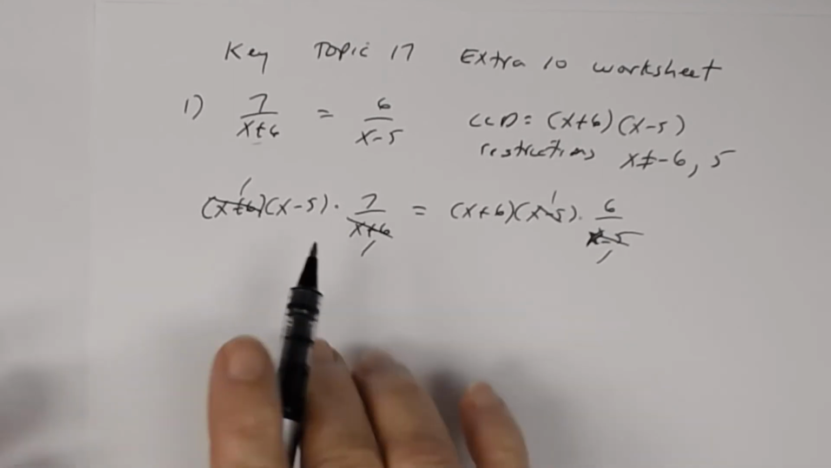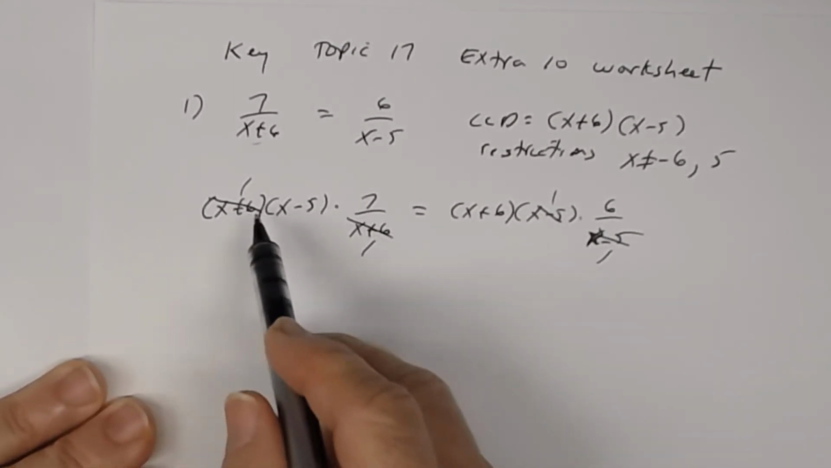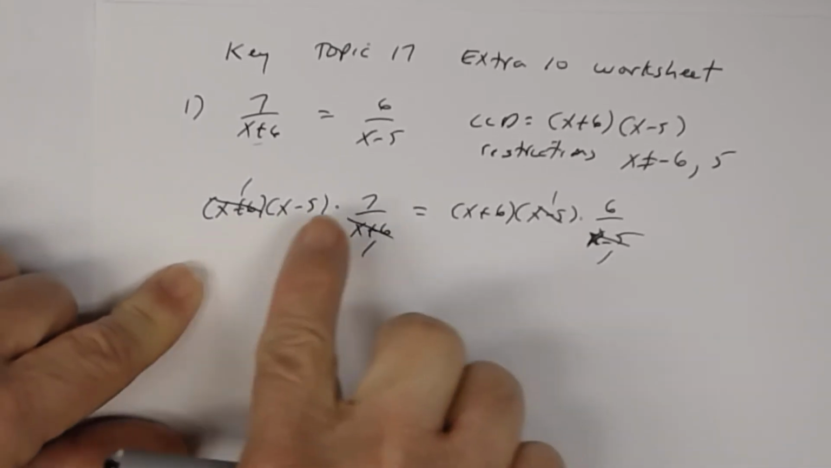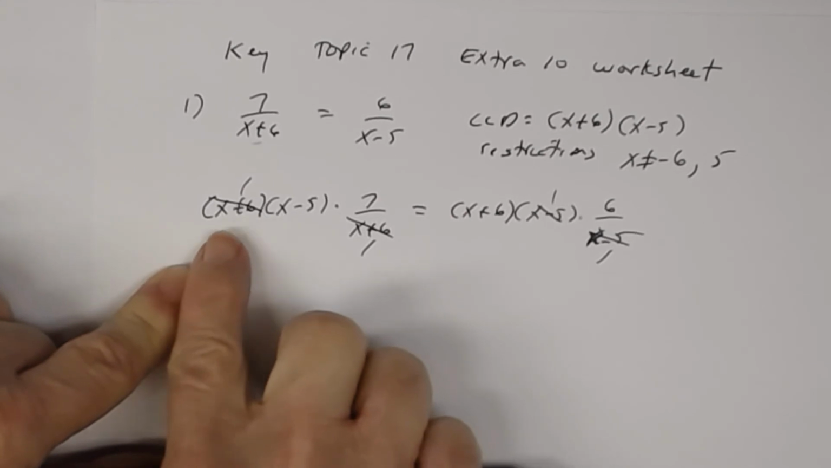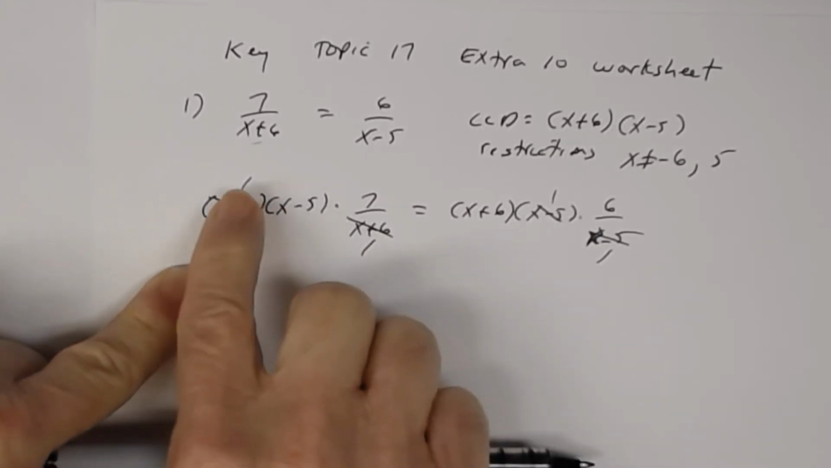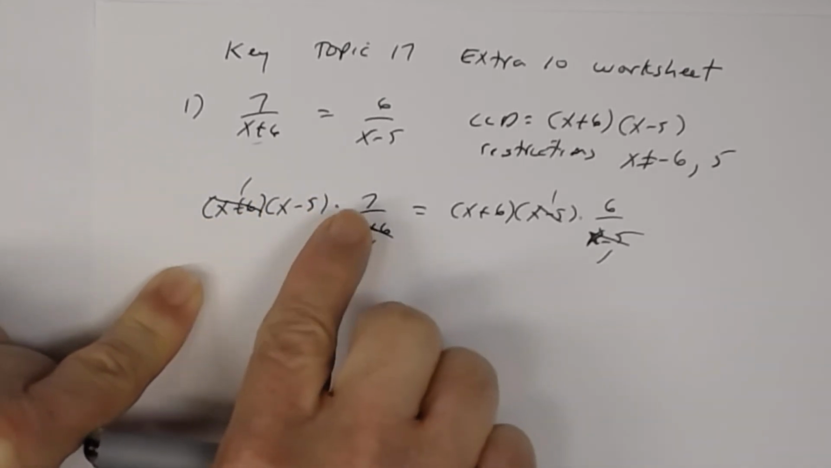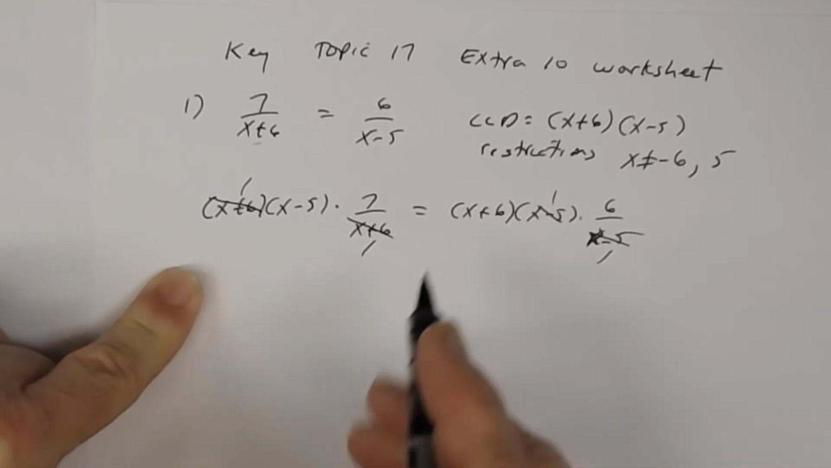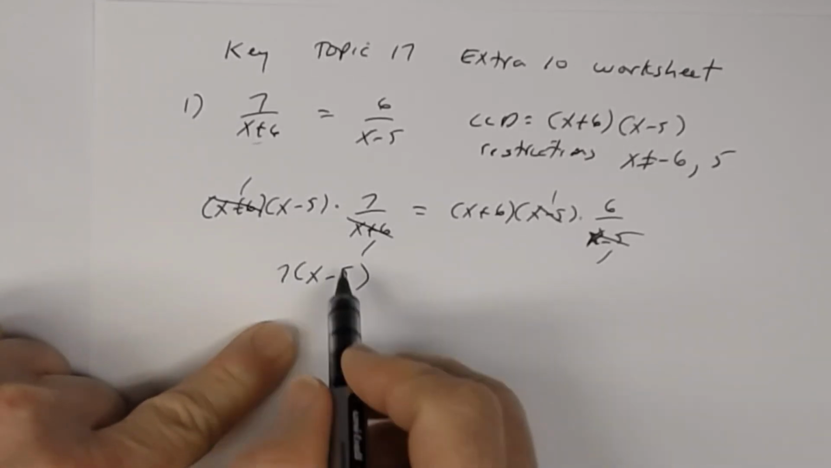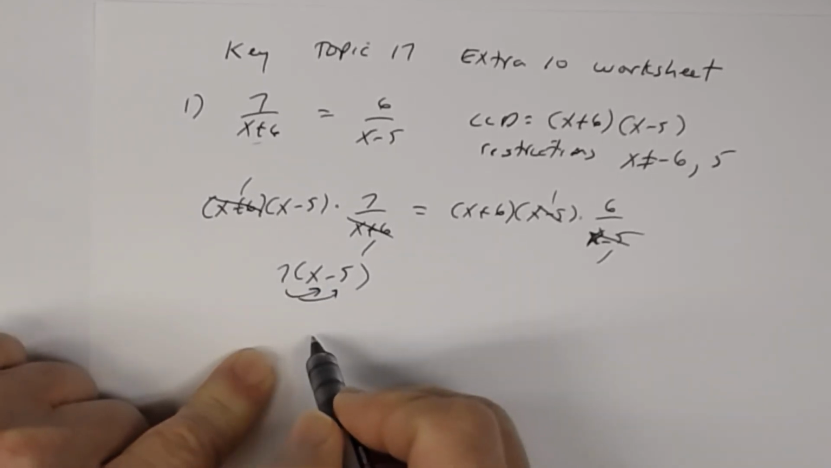Now be careful how you rewrite this. So this right here is 1 times x minus 5 times 7. You have 3 factors being multiplied together. Remember, multiplication is commutative. The order in which you multiply does not matter. So I want you to listen carefully. 1 times 7 is 7. So I'm going to multiply 7 by this binomial. It's going to look like this. Now those parentheses are important, because you're going to distribute in a little while.